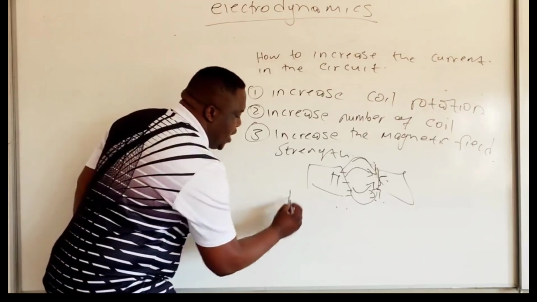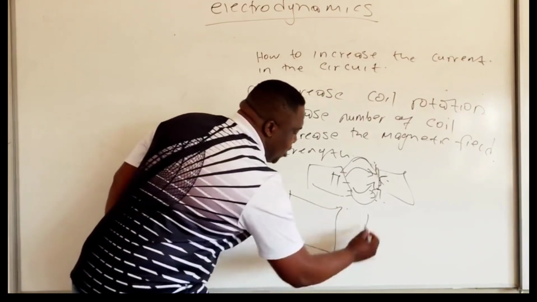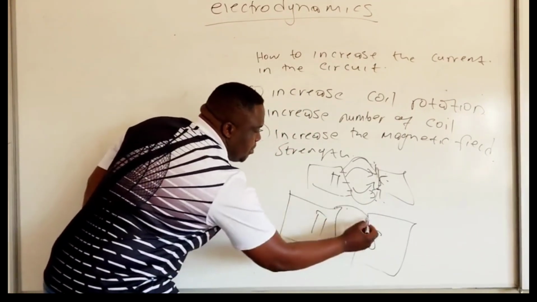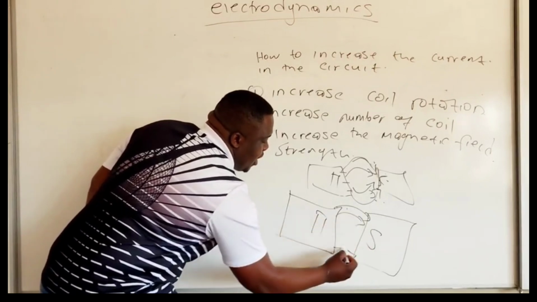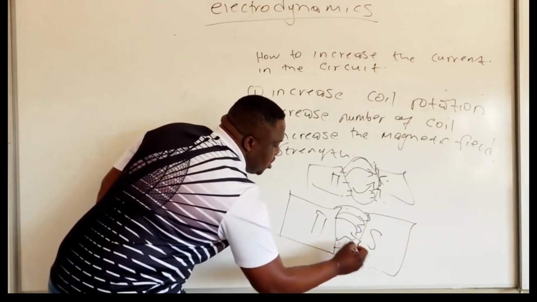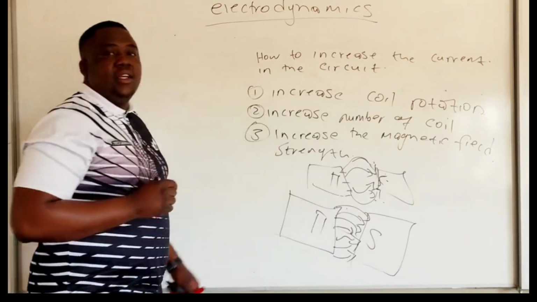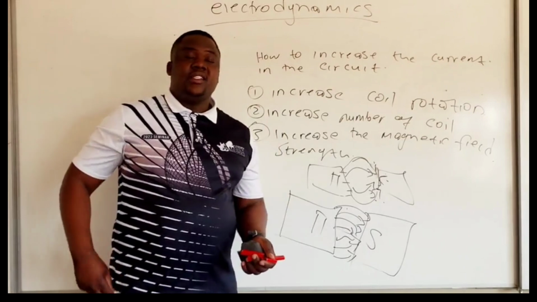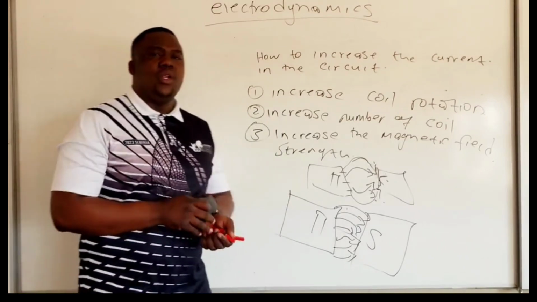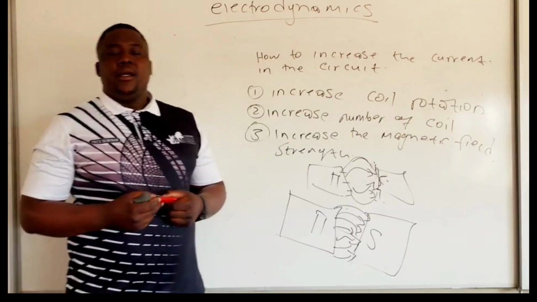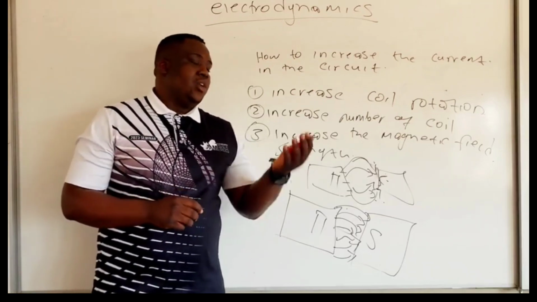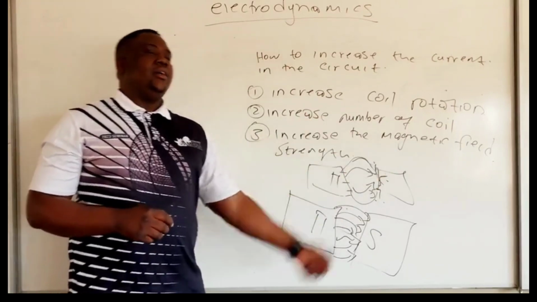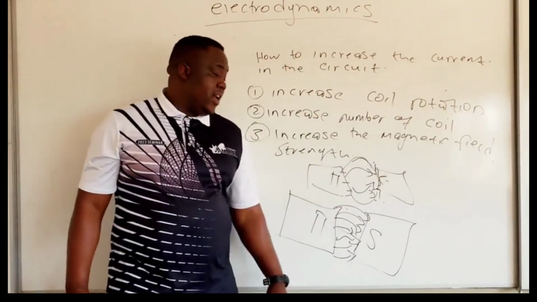It's like when I use a bigger magnet, it's also another way of increasing the magnetic field strength. It means the field lines are going to be many when I use a bigger magnet. So you can increase the magnetic field strength by just increasing the size of the magnet, and that will cause a high rise of electromotive force, which will eventually cause induction of high current.